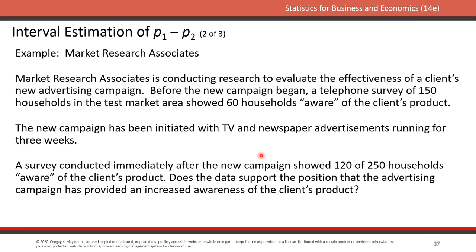So putting all this together, we have research that we're looking at assessing the effectiveness of an advertising campaign. Before we do this campaign, we're seeing how many people know about our product. We've got 60 households out of 150 that we looked at are aware of the product. Then we run the campaign, and we see that 120 out of 250 are aware of the product. And we're seeing, are these two proportions different than one another?